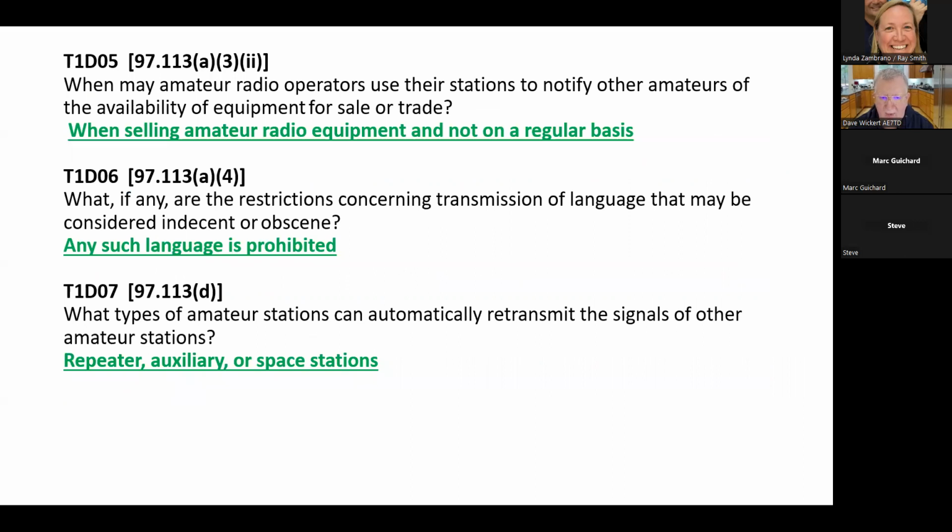You're also not allowed to sell anything or make use of amateur radio equipment for any fiduciary activity, except that you are allowed to sell radio equipment if you don't do it on a regular basis. So you can't have a business out there selling amateur radio equipment. But if you have a swap meet or something like that, where you want to have people come out and purchase your radio equipment, as long as it's not done on a regular basis, you're allowed to do that.